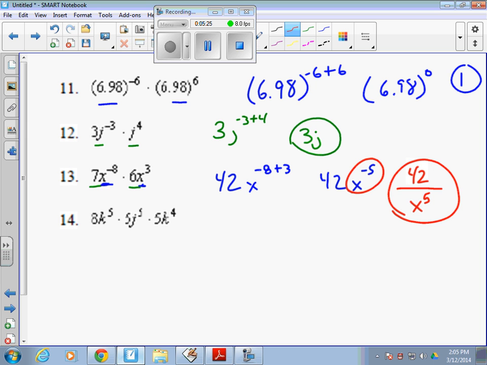You have 8k to the fifth times 5j to the fifth times 5k to the fourth. You can, at this point, multiply all of your coefficients. 8 times 5 is 40, and 40 times 5 is 200. So you have 200 when you put those three coefficients together. Then you multiply the same bases, k and k. Notice the other one's j. You don't fool with those exponents. You have k to the 5 plus 4. And then you have at the end j to the fifth, because you can't add any of those. So the only thing you have to do to simplify this: 200, k to the ninth, j to the fifth.